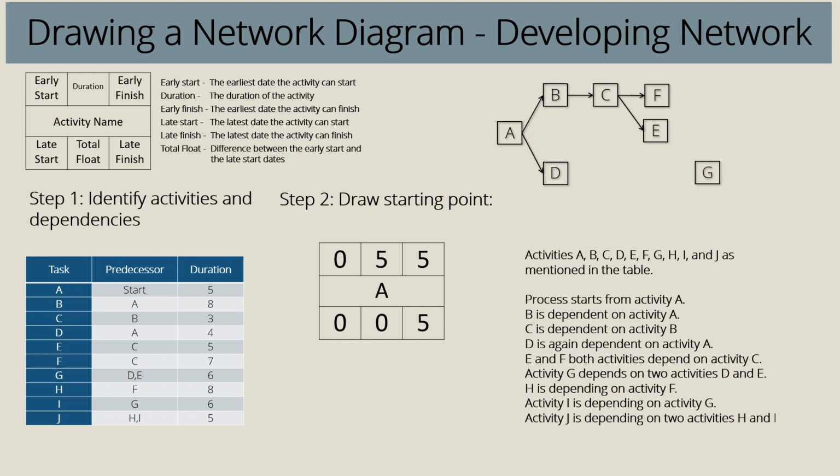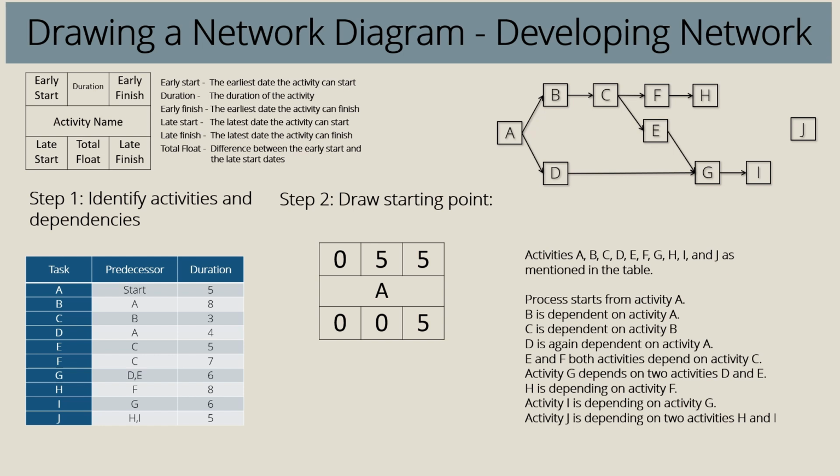Activity G is dependent on two activities to finish first. These activities are activity D and activity E. We will draw one arrow each from the predecessor activities D and E and point the arrows towards activity G. Next we see activity H dependent on activity F to finish first. We will plot it by drawing an arrow pointing towards activity H from activity F. Activity I has a predecessor, activity G, to finish first before it can begin. So we will draw an arrow pointing towards activity I from activity G.